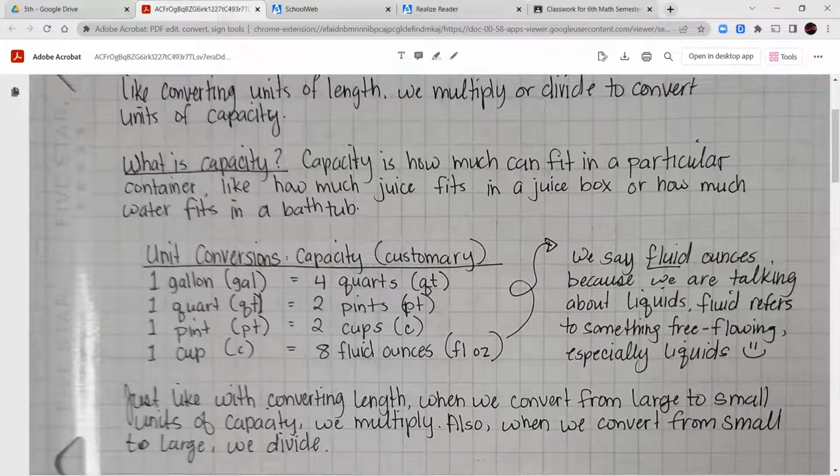Now, the reason we say fluid ounces, there's a reason for that, because ounces is used for measuring weight, but fluid ounces are specifically talking about kinds of liquid. When we're talking about liquids, fluid refers to something that is free flowing, specifically a liquid. So when we say fluid ounces, we know we're talking about some kind of liquid, water, juice, milk, whatever it is.